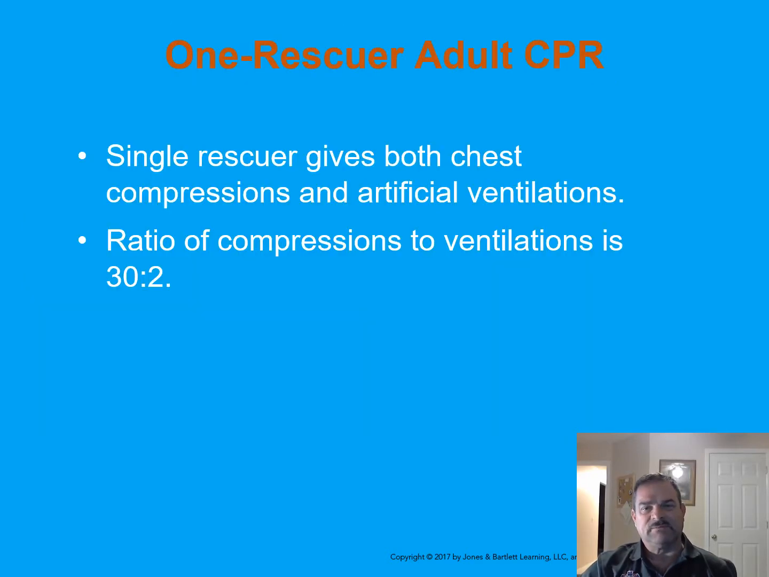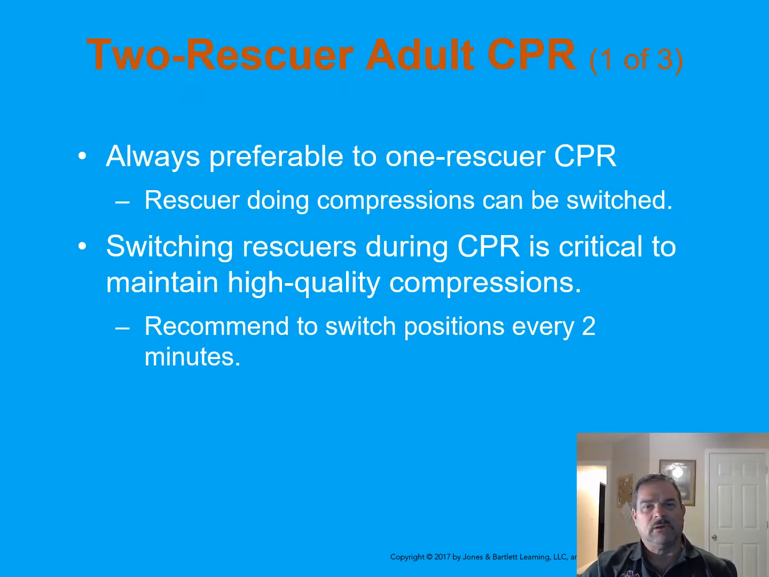Single rescuer gives both chest compressions and artificial ventilations at a ratio of compressions to ventilations of 30 to 2 when you're by yourself. So this is 1 rescuer adult CPR. 2 rescuer CPR is always preferable to 1 rescuer CPR overall. Rescuers doing compressions can be switched. Switching rescuers during CPR is critical to maintain high quality compressions. It's recommended to switch every 2-minute cycle. So after the 2 minutes, the person that's doing compressions will then switch to do ventilations.